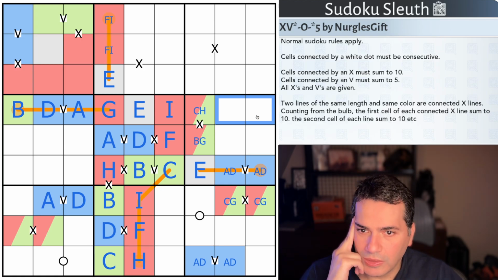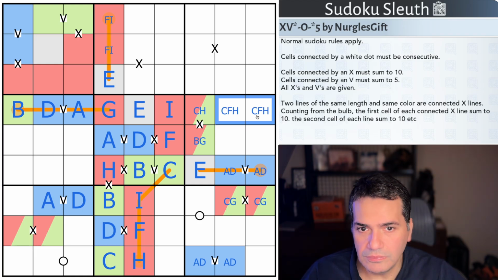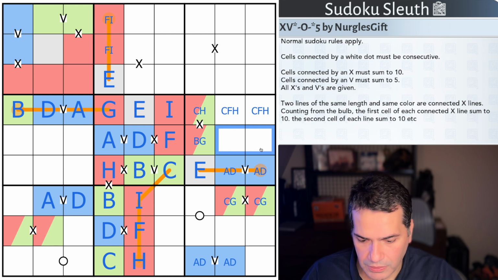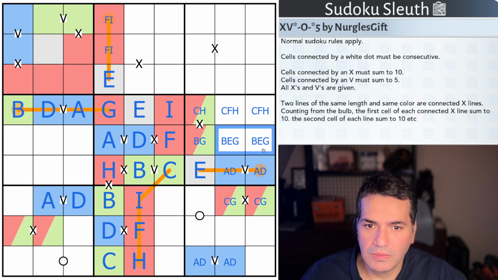CH, and by the looks of things, F. C and H aren't connected, so it's not a problem. B, G, and E. If I can actually type. Thank you. And again, they're not connected. So it's not like it's forcing any digits in the middle.